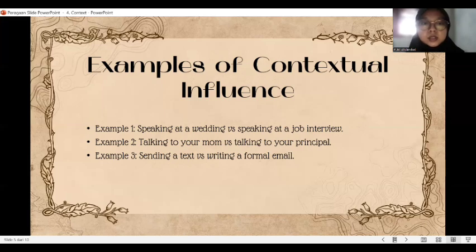The second example is talking to your mom versus talking to your principal. Talking to your mom, "I'll be home late." But talking to your principal, "I apologize for the delay in submitting my project." Example 3. Sending a text versus writing a formal email. The text message is, "Lol, you're awesome." The formal email is, "I appreciate your assistance with the project."